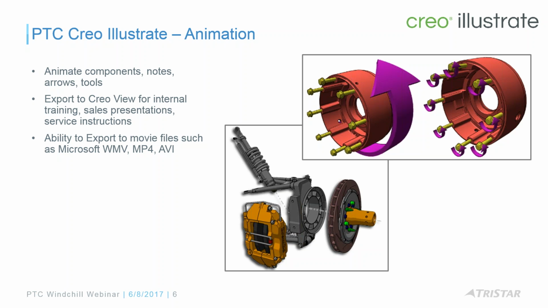So if I want to animate a specific direction of assembly or disassembly, I can put in some of those effects. And I can export those to Creo View format. So if I'm storing this within Windchill, I can just have people log in through Creo View and access those animations related to that product, or I can export those animations to other file types for sharing outside of Windchill, maybe for sales presentations or service instructions or for your customers.